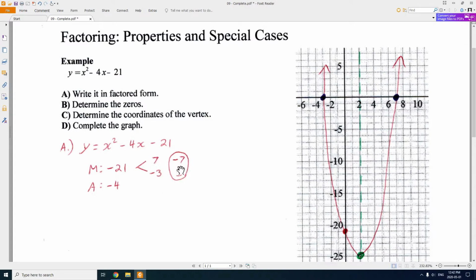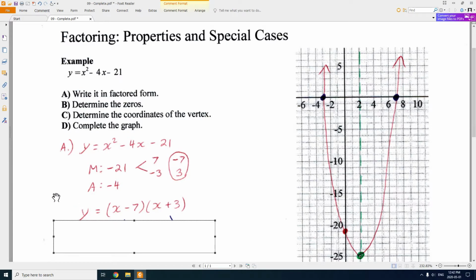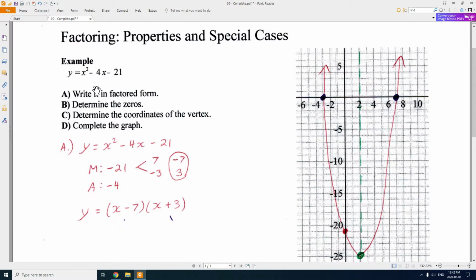I happened to start with these ones, and I realized by the time I got to these, -7 and 3, those ones were going to work. So I just stopped and I circled those. -7 times 3 is -21. -7 plus 3 is -4. Yep, that works. That's my factored form. x minus 7 times x plus 3. Okay, we're done part A.